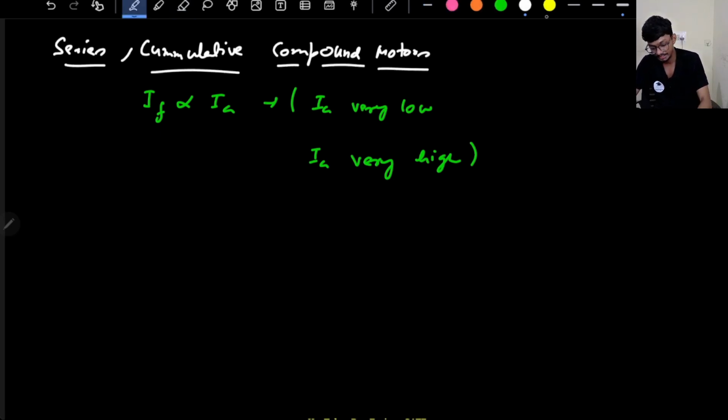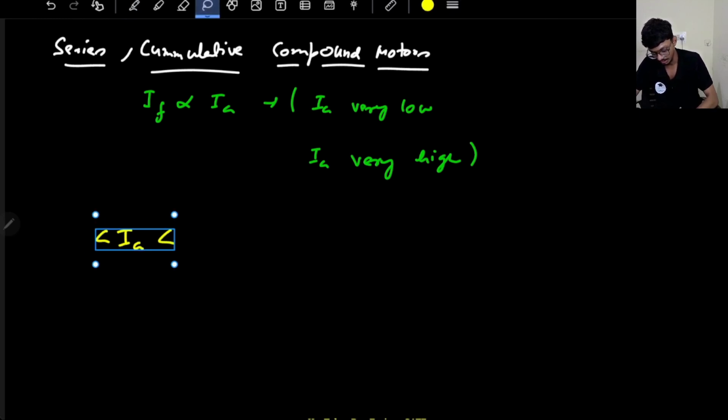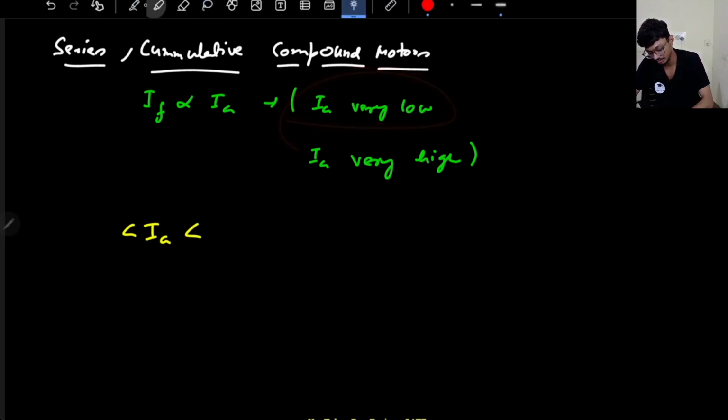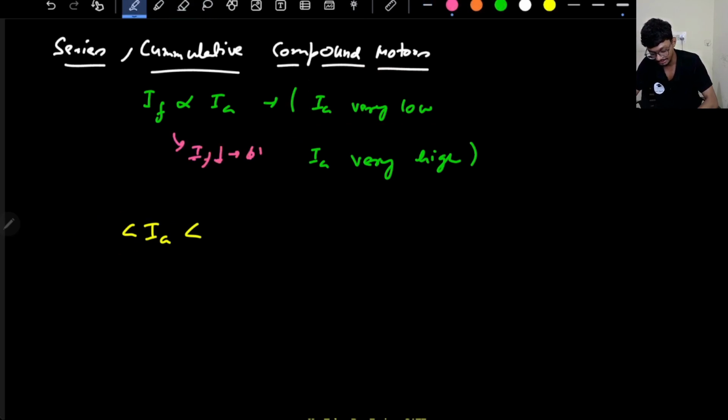So what we do is we try to keep our armature current within a certain range, right? Because if I reduce my armature current very low, then my IF also will be very low. If IF is very low, then the flux is also very low. That is again detrimental. Again, I cannot increase IA very high, because of course copper loss and all those damages are there, which have been discussed. So in the case of a series motor, just keep this in mind: we will limit our current within a certain range, IA max and IA min.